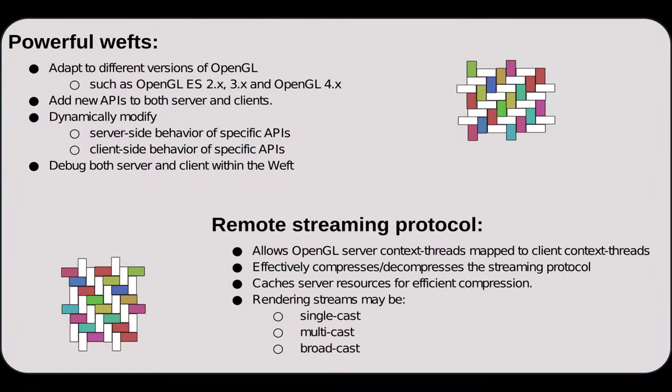The flexible and intricate wefts of Tapestry-Cloud adapt to different versions of OpenGL. These powerful wefts can add new APIs to both server and client, as well as modify and debug server and client. Single, multi, or broadcast remote streaming protocols are allowed. High compression is attained by caching server resources.